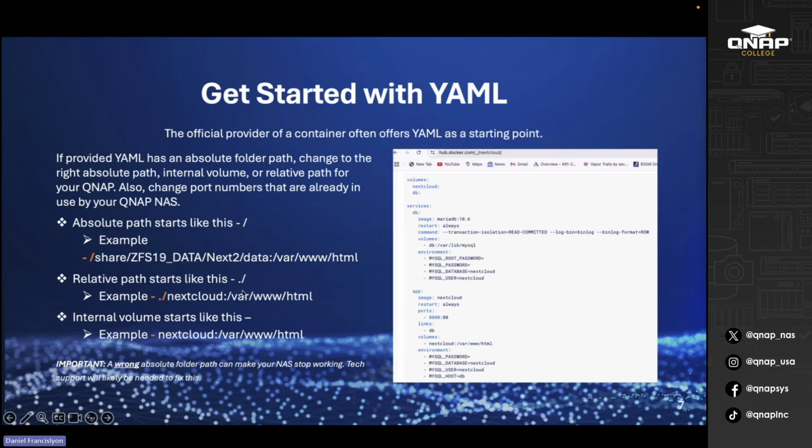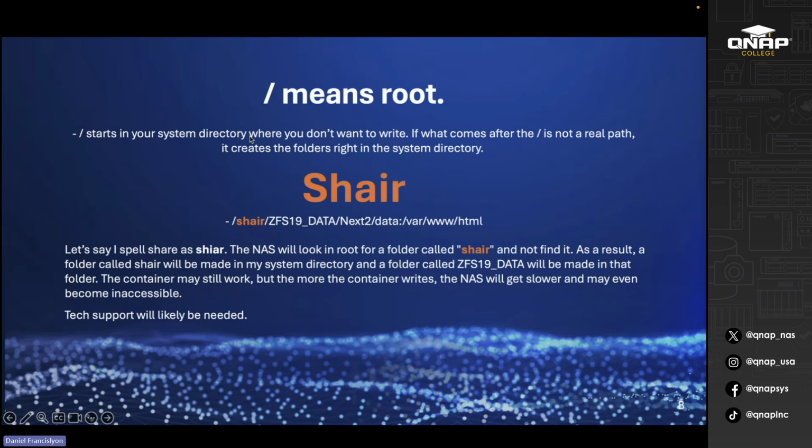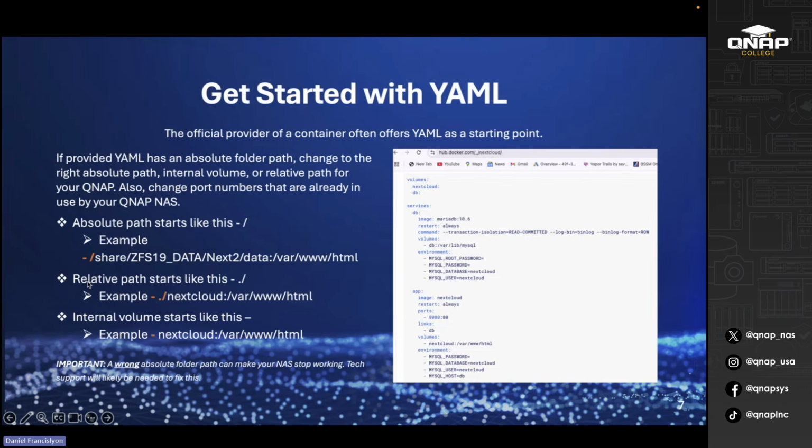And if you have the wrong absolute path, you could actually cause your NAS to temporarily stop working until tech support helps. So you don't want to mess up an absolute path. So let me just give you an example of how you could screw up an absolute path. So first of all, I need to understand that / means root. That is your system directory. So if I have this /share, what this means is I start in my root system directory where I don't want to write. If I write to my system directory, I could temporarily mess up my NAS until tech support can help. So start at root system directory, then it will look for a folder called share.